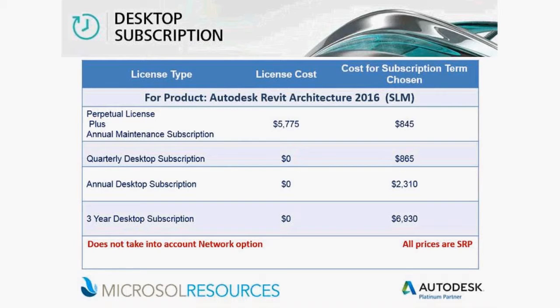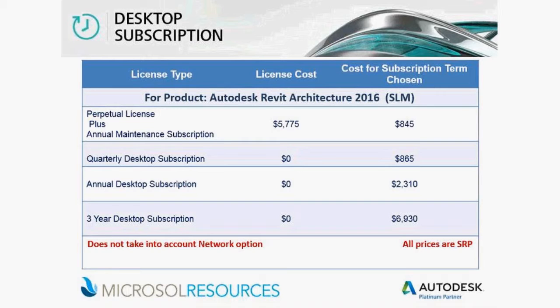Now let's compare that. Quarterly desktop subscription. You decide you need this for a quarter. You need this for 3 months. That's going to cost you $865. Now that's a lot less than purchasing a perpetual license, but it's still not cheap, right? But if you just need it for that 3 months, that might make sense for you, right?